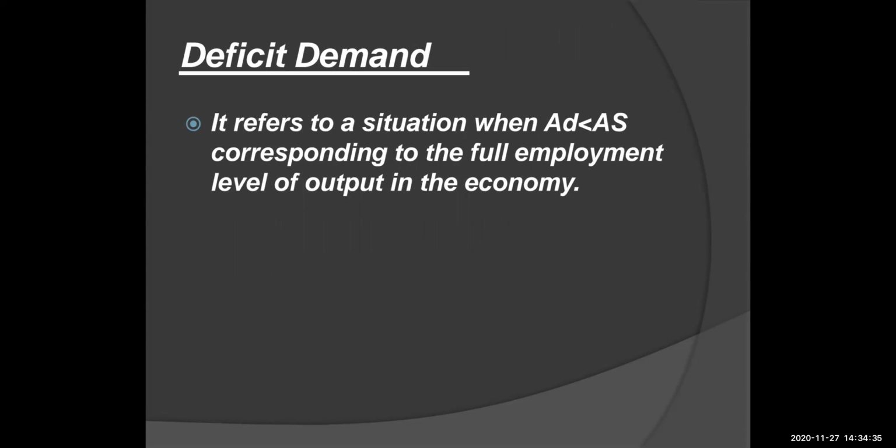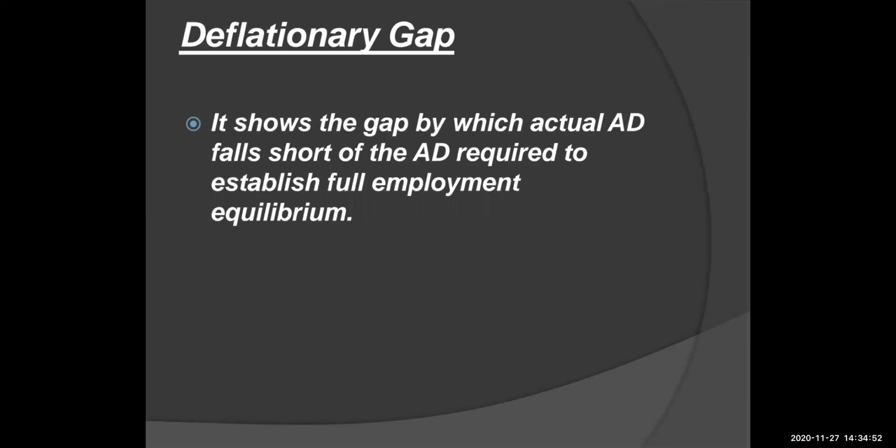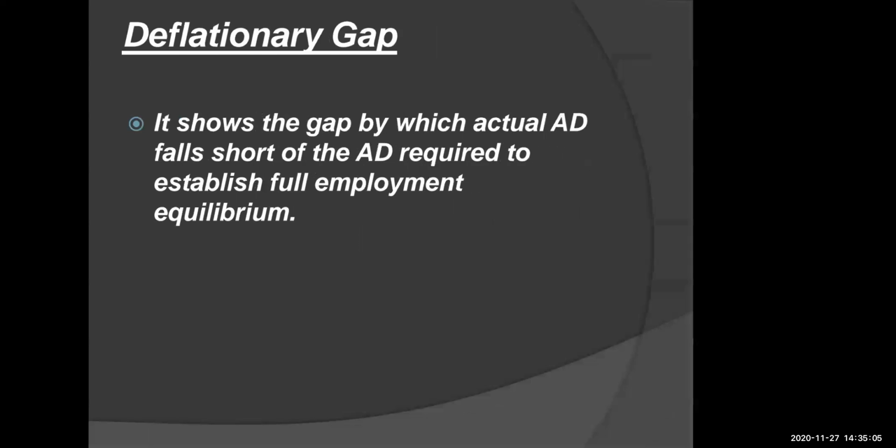Now let's talk about deficit demand. We know what is excess demand. So what is deficit demand? It refers to the situation wherein our aggregate demand is less than aggregate supply, corresponding to the full employment level of output. And yes, it has a deflationary gap, which shows the gap by which actual aggregate demand falls short of the aggregate demand required to establish full employment.